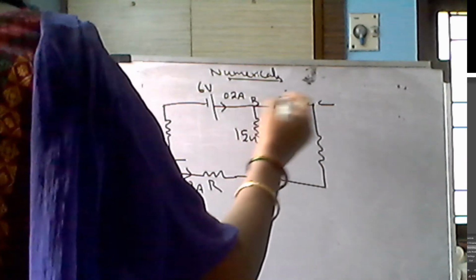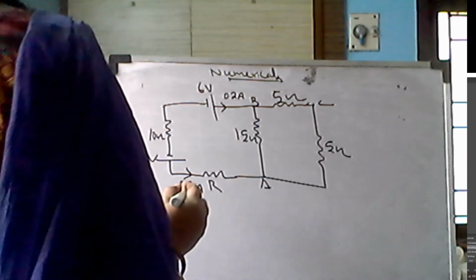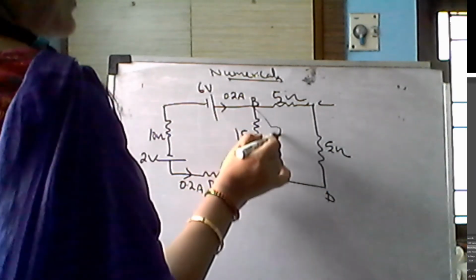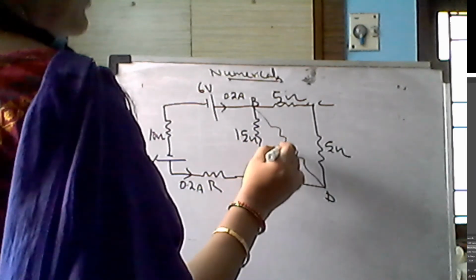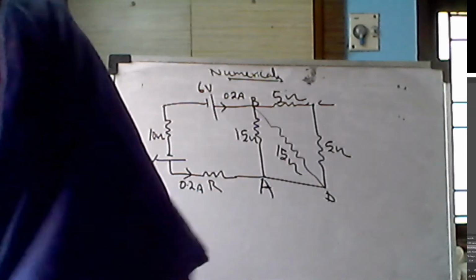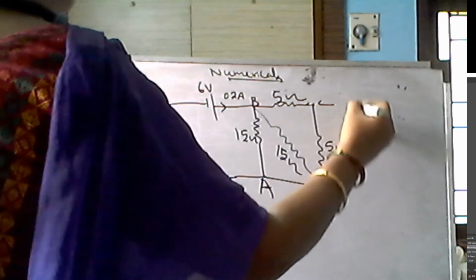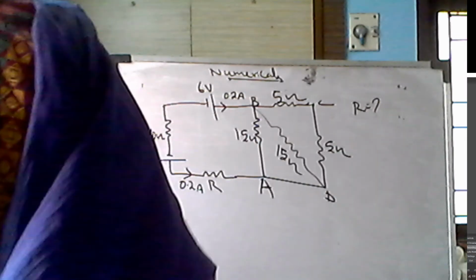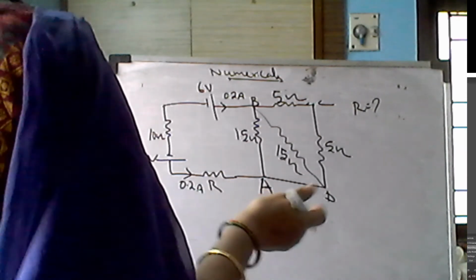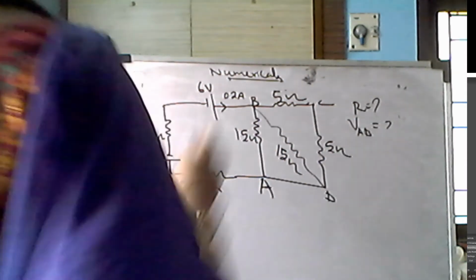So here this is 5 ohm, this is 5 ohm, this is another 5 ohm, and between B and D another resistance is connected, which is of 15 ohm. So this is the circuit diagram which is given, and you are supposed to find out R. The current in the circuit is already given, and the potential difference across the points VAB.